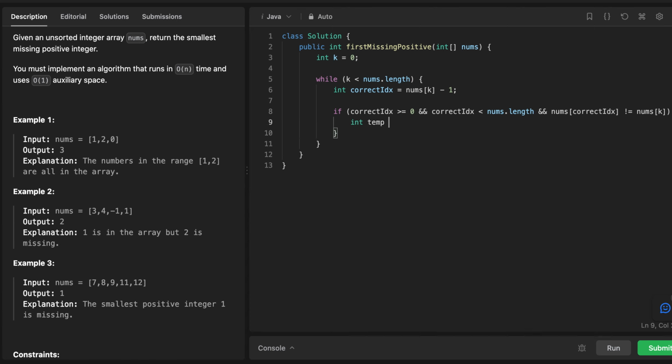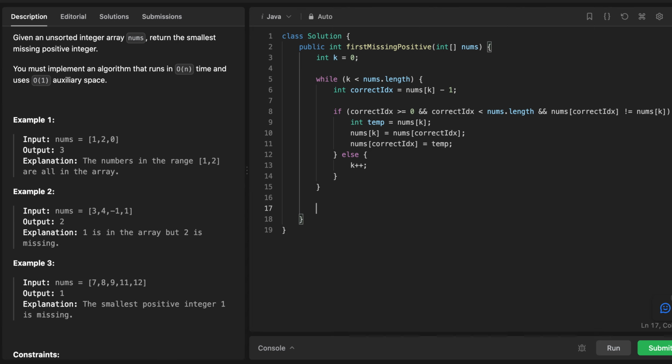So int temp equals nums k, and then nums k, override it with nums correct index, then nums correct index equals temp. It's perfect. So else, let's just go with the rest of it, and just increment k so we could traverse it later.